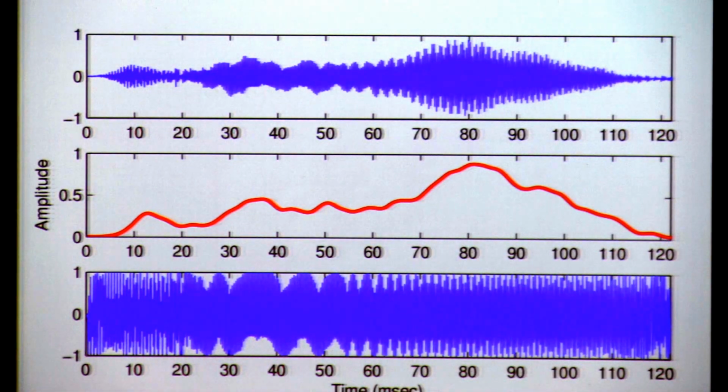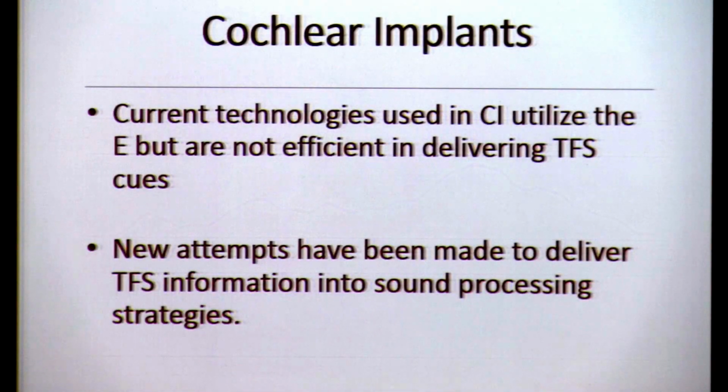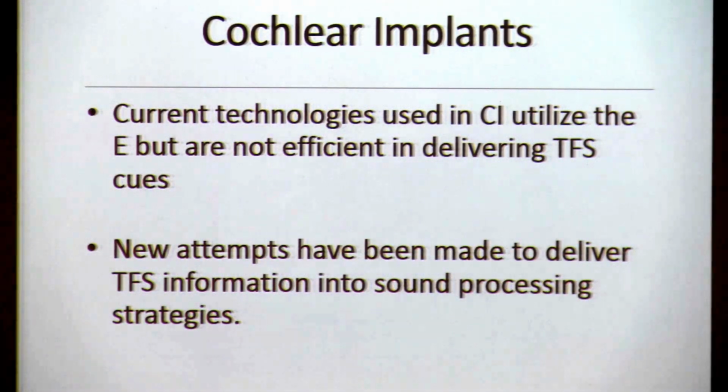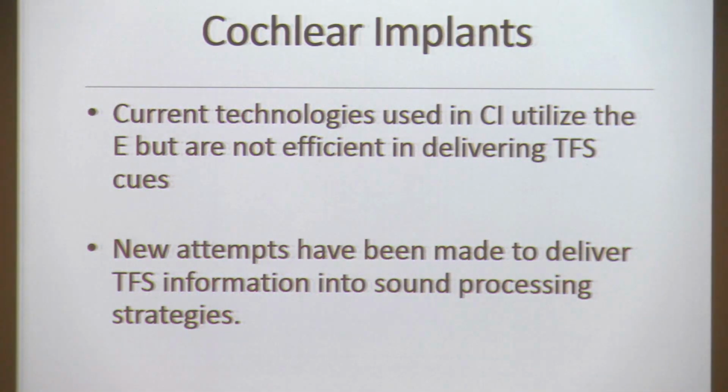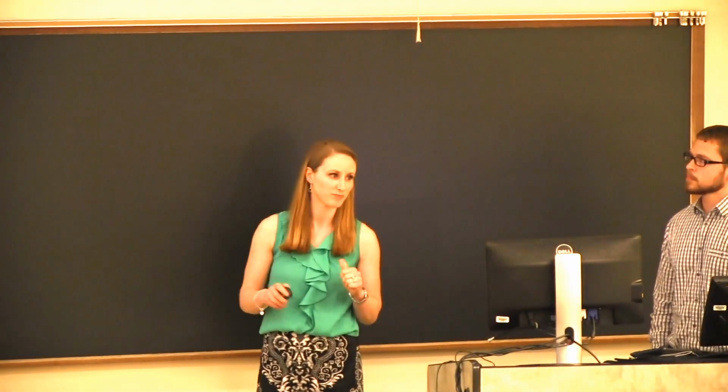missing information in here. So cochlear implants, the technology currently in them, utilizes the envelope, which really helps for speech understanding in quiet. However, they're not very efficient at implementing the temporal fine structure cues. There are, and have been, new attempts at delivering this temporal fine structure information, but it's been challenging.